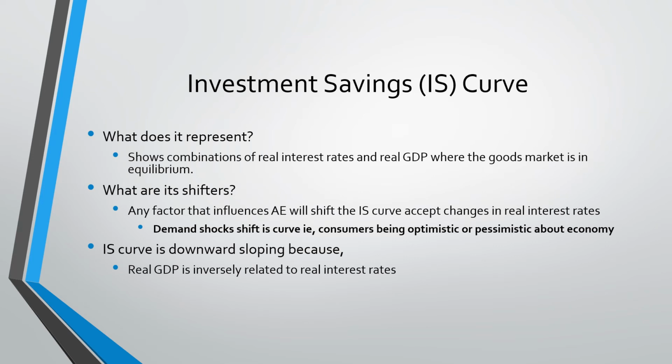Another important point here, as it's bolded, is that these are demand shocks. Any demand shock will shift the IS curve. Demand shocks can be anything, but in this instance, they are essentially the consumers being optimistic or pessimistic about the state of the economy. And finally, the IS curve is sloped downwards because real GDP is inversely related to real interest rates. So that's simply saying that as real interest rates increase, real GDP decreases, and vice versa.